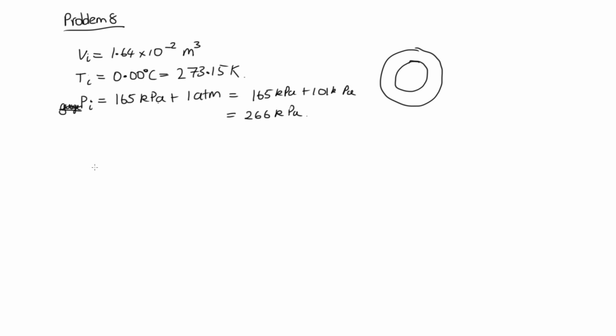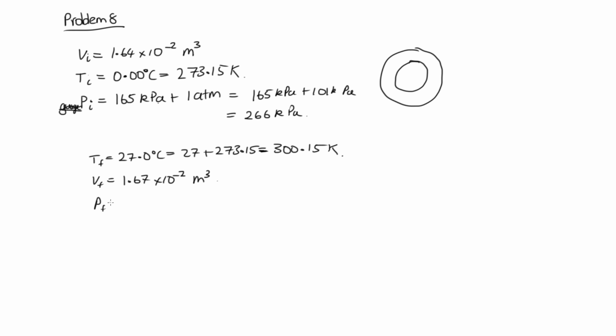Okay, now afterwards it heats up. The final temperature is equal to 27.0 degrees C, which is equal to 27 plus 273.15, which is equal to 300.15 kelvins. The final volume is equal to 1.67 times 10 to the minus 2 meters cubed, and the final pressure, well, that's what we're trying to find. Once we've got the final pressure, then we'll be able to work out the final gauge pressure.